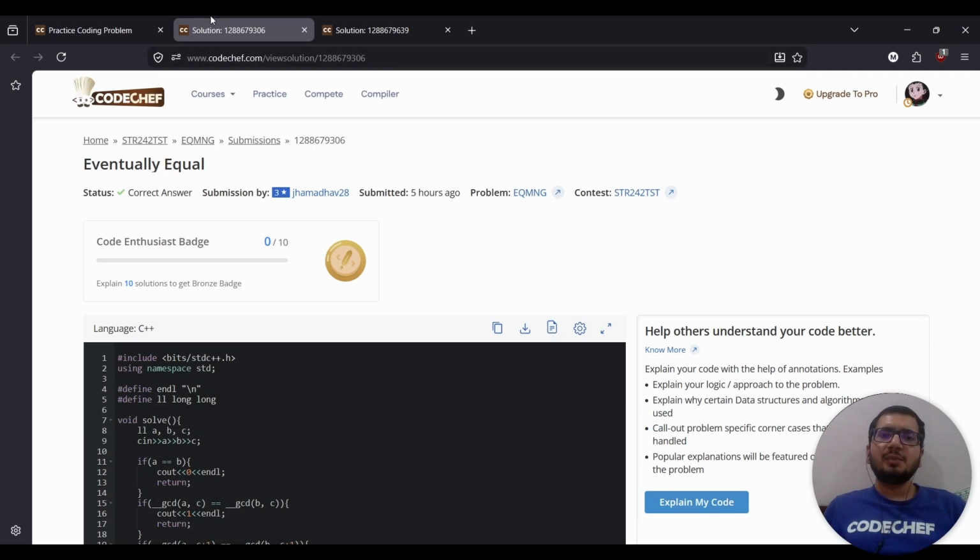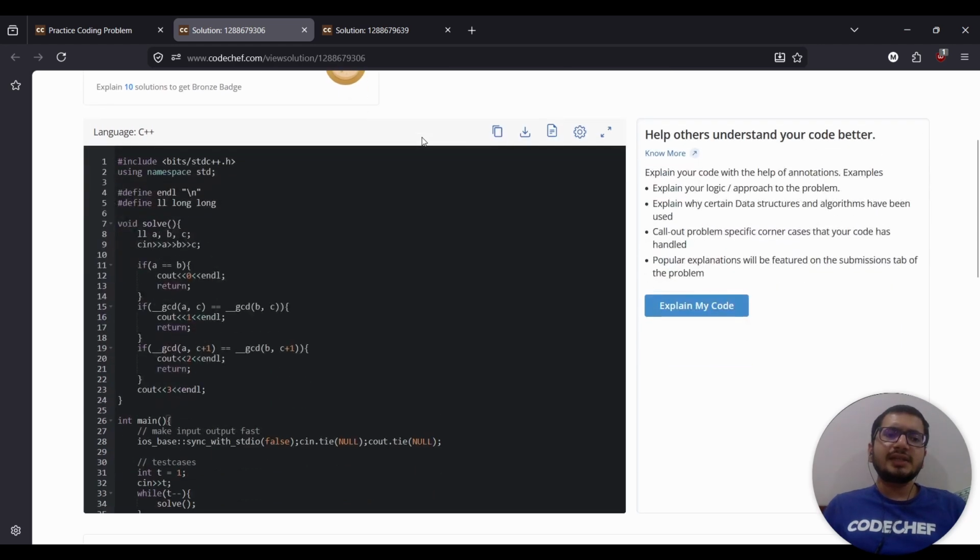Let's see how we can implement the solution in C++. For each test case, we call the function solve. In solve, we take the input of A, B, and C. And then we check all the values 0, 1, 2, and 3. If the integers A and B are already the same, the answer is 0. If GCD, that is performing just the first operation, makes them equal, the answer is 1. If incrementing C and then applying the first operation of GCD makes them equal, the answer is 2.